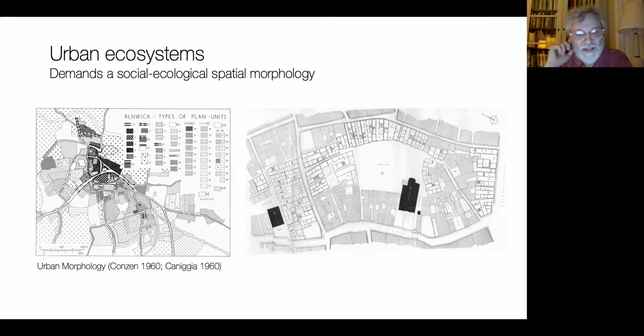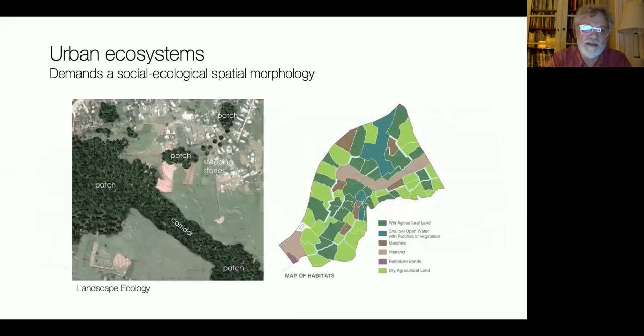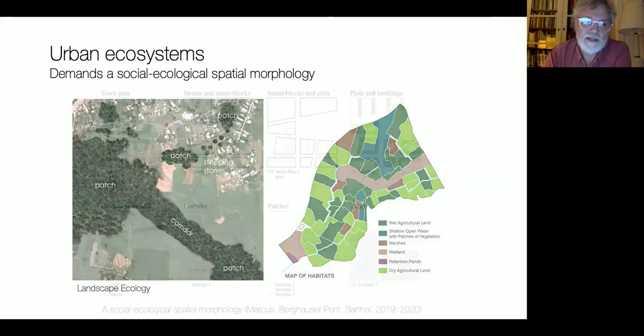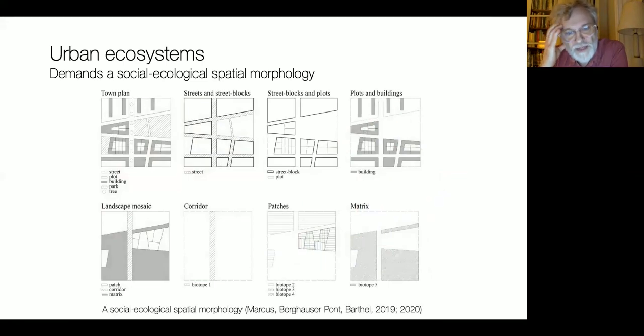So we can bring the traditional things from urban morphology, Conzen, Carnegie, and so forth, and we bring it together with what's done in ecology, where it's called landscape ecology. And you start to realize that there are similarities here, that this is kind of a spatial morphology of natural landscapes, just as we have our urban morphology of urban landscapes. And there seems to be a possibility to bring them together.